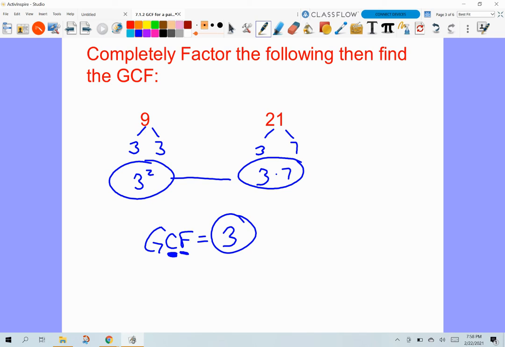What that means is 3 divides into both 9 and 21. There's nothing bigger that divides into both. Okay. And again, for the first one here, I picked kind of small numbers, so it was easy to do in our head. Some of the bigger ones, you're definitely going to have to do a factor tree on these.